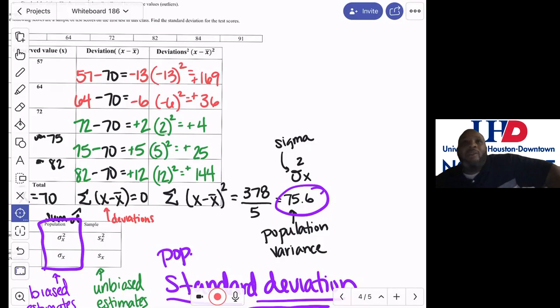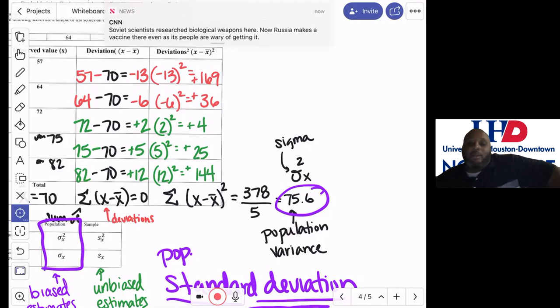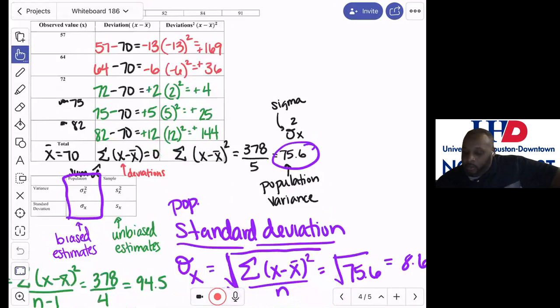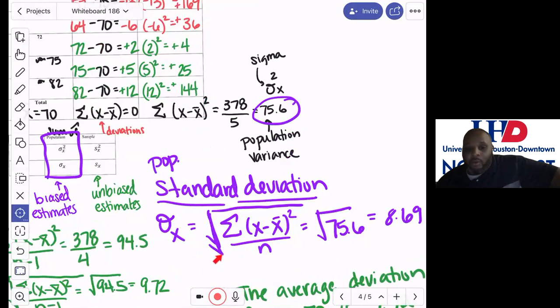The problem with a squared deviation is that it makes no sense in terms of what we're talking about. In particular, this is squared test scores. There's no such thing as a squared test score, right? So how do we fix that? Well, if I want to undo a square, I take its square root. And when you take the square root, you get what's called the standard deviation. And this is the average deviation from the mean. So the average deviation from the mean is 8.69 points in this particular case.